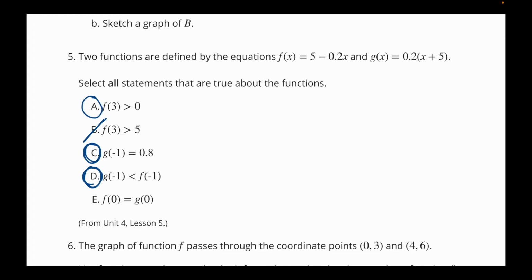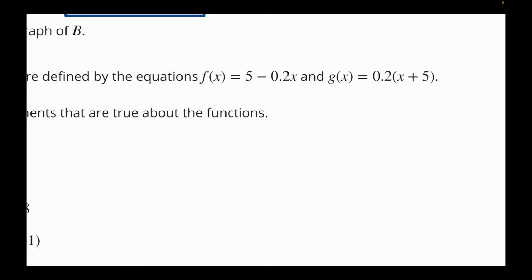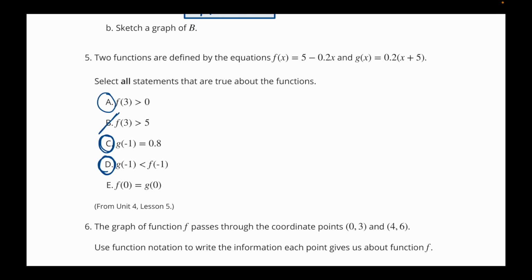Okay. And last but not least, f of 0 is equal to g of 0. So when we plug in 0 to our first one, to f, we're actually going to get 5, because that's saying take 5 and subtract 0.2 times 0. Well, so take 5 and subtract nothing. And for g of x, we're actually just going to add nothing to the 5, because that's where we were adding our input. So this is not going to be true, because one of them is 5, and the other one is going to be 5 times 0.2. So not going to be correct. So just A, C, and D for this question.